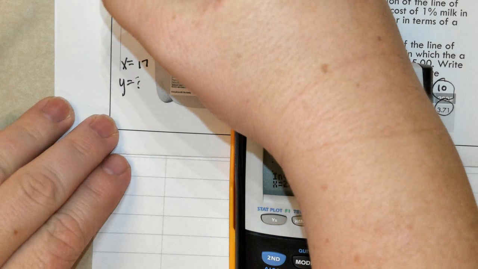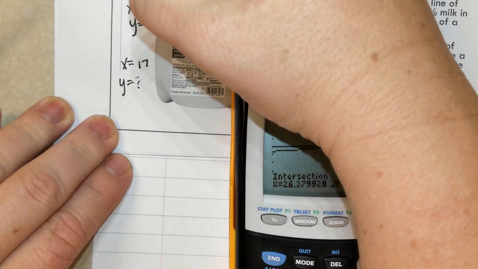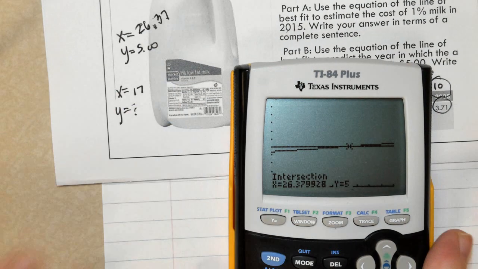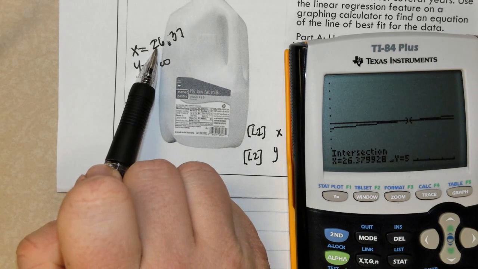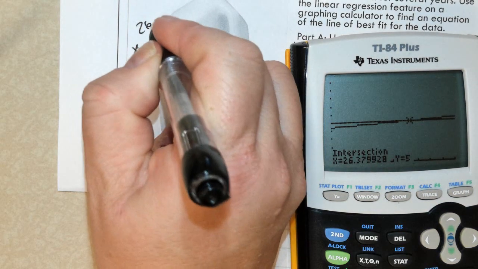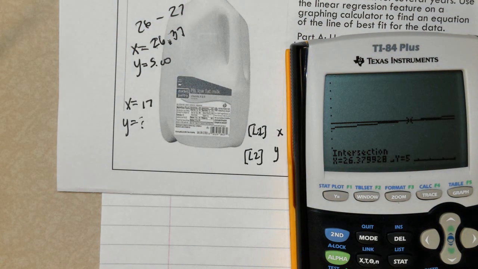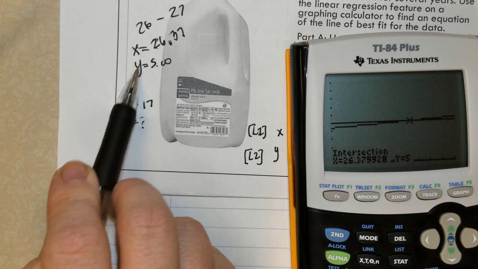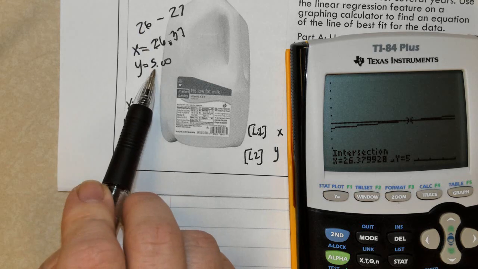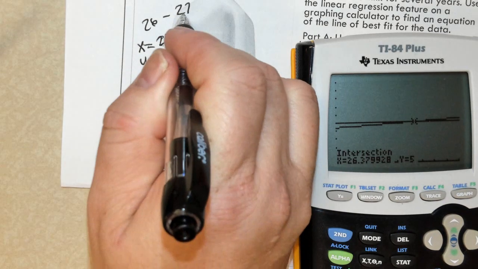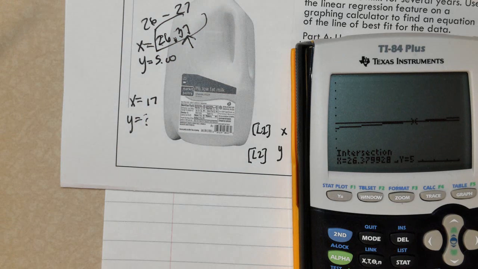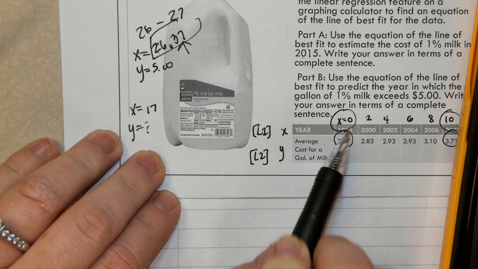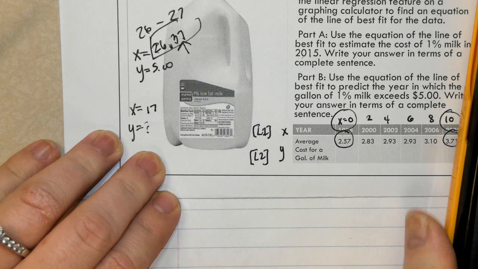Now what does this answer mean? So we can estimate that between the start of the 26th year and the start of the 27th year, that is when the cost of a gallon of 1% milk would be $5. Now what is year 26? Because it occurs during year 26. Okay, well the quick way to do this is to ask, what is the beginning? It's 1998. I want to add 26 to 1998.